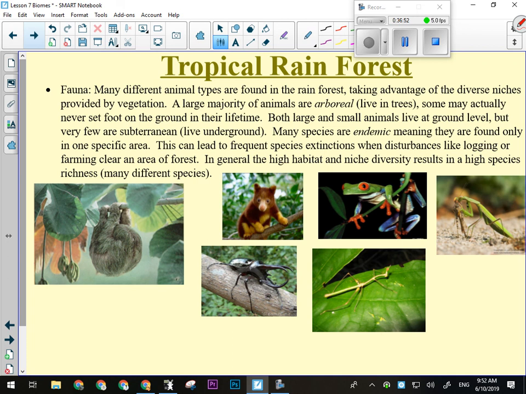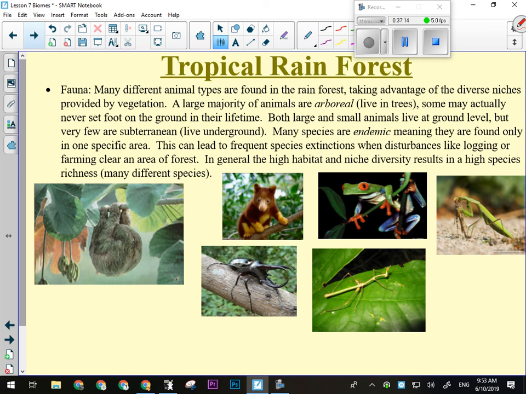Now for animals, we often have this idea, because we're told this as kids, that the lion is the king of the jungle. The lion doesn't live in the jungle. It lives in the savanna, in the grasslands, where he can see his prey from a long way away. So the bulk of the animals, or the fauna, in the tropical rainforest are insects.